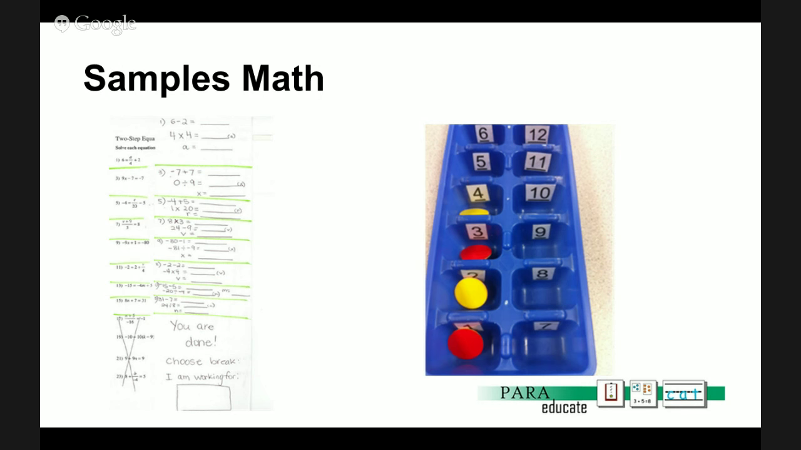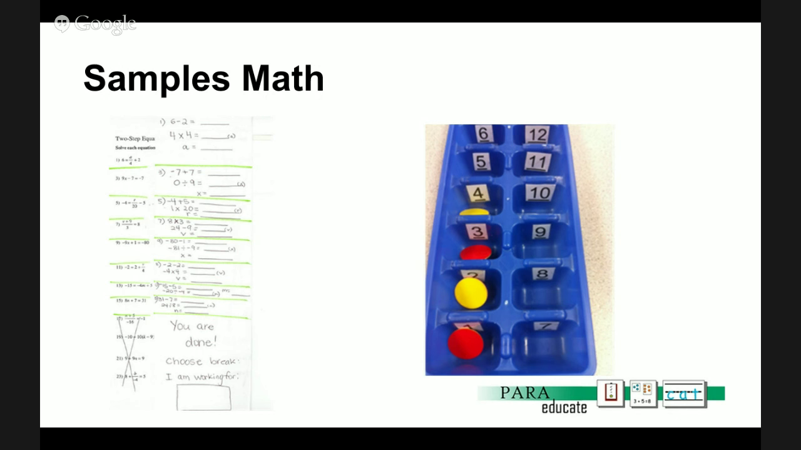12 is a great number. I still need to get a dozen donuts, a dozen eggs, and there are 12 months out of the year. So 10 frames are great for adding and subtracting early on. 12 is very useful anyway because we're still going to use them.